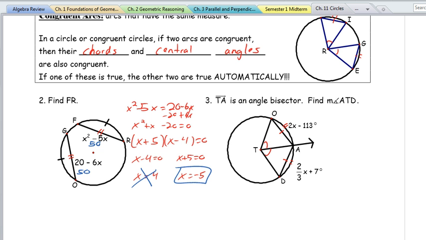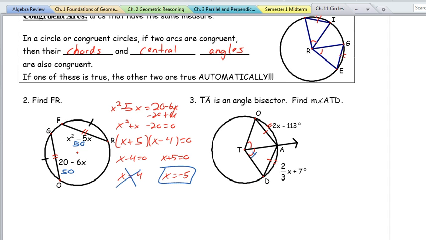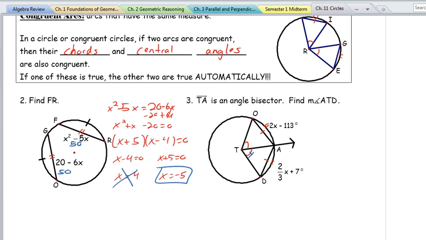And we're going to want to find out what ATD is. Okay, so we'll call ATD over here, we'll call that Y. We want to know what that angle is. Can't do that until we know what its arc measure is. So we know those arcs are congruent. So again, we're going to go ahead and set them equal to each other.